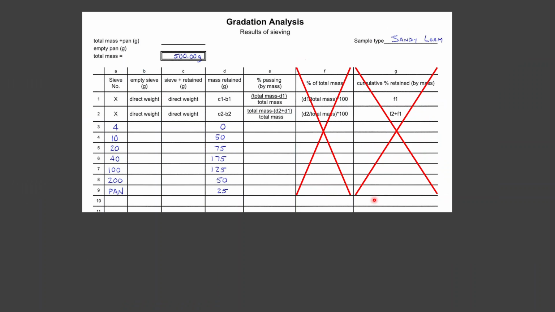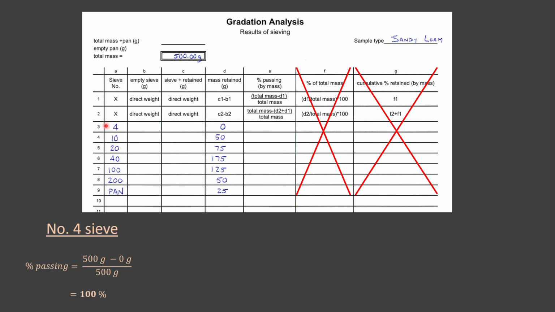So just an example of how you run this calculation. I have an example calculation here up in the first couple rows in column E. In order to compute percent passing by mass, you take the total mass minus the mass that was retained on that pan or any pan above it, right? And then you're going to divide that by your total mass.